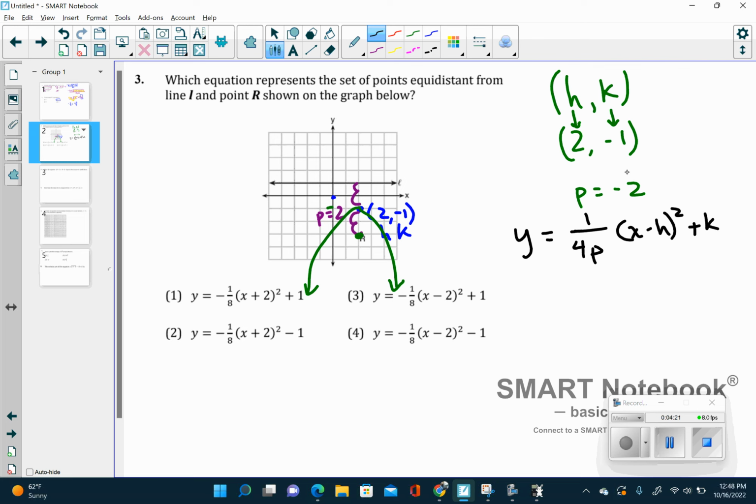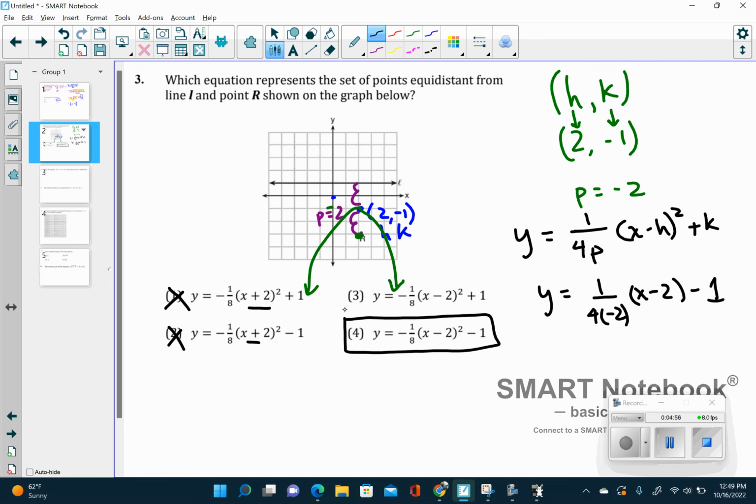Now we're just plugging in. P is -2, so we have y equals 1 over 4 times -2, which is -8. All of them have -8 in it, nothing to cancel out yet. Over here, we have x minus h. H is 2, so we have x minus 2. Automatically these two are out because these two have +2. Then it's plus k, which is -1. Positive times a negative is a negative, so that's -1. So the correct answer is this one right here. All right, good.